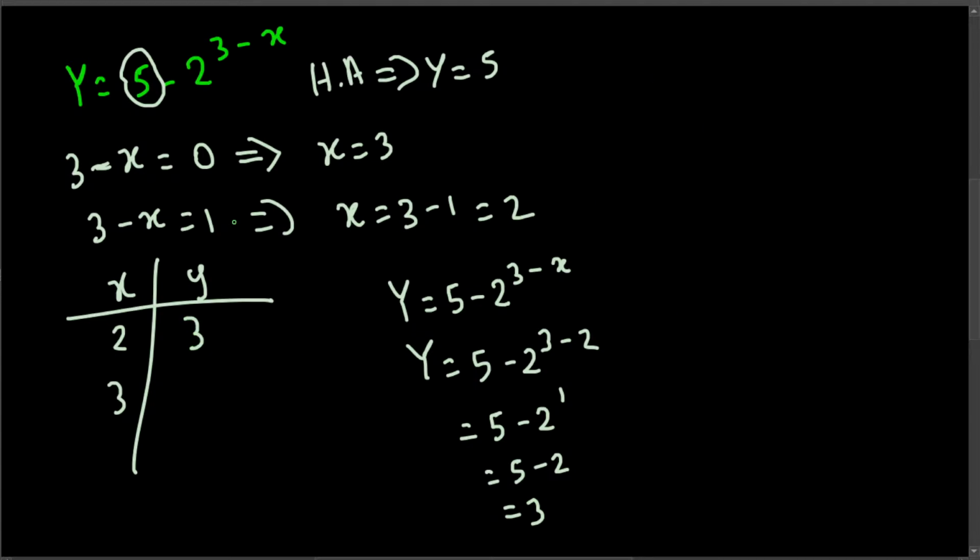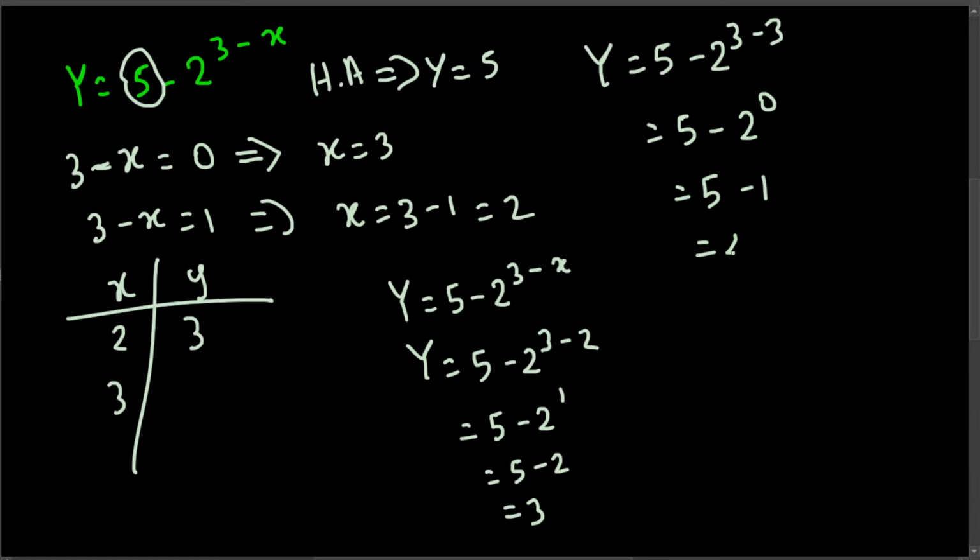Now let's go ahead and plug 3 for the x value. So this is going to be y is equal to 5 minus 2 power 3 minus 3. That's going to give us 5 minus 2 power 0. 2 power 0 is 1. So this is going to be 5 minus 1, that is equal to 4. So the answer for this one is 4. The y value is 4.